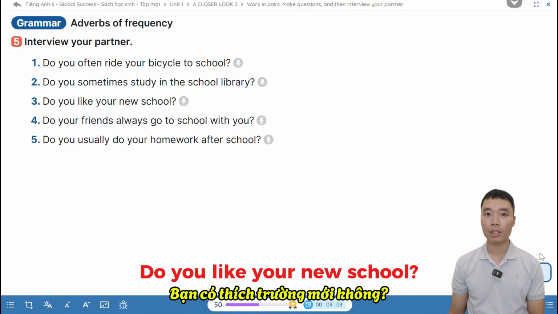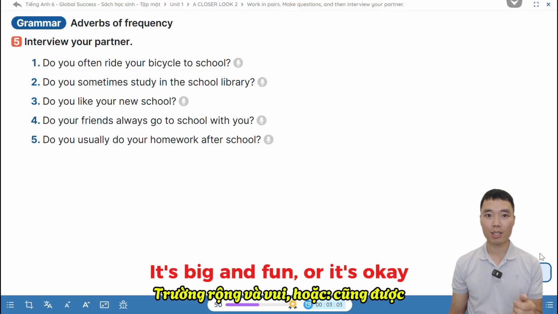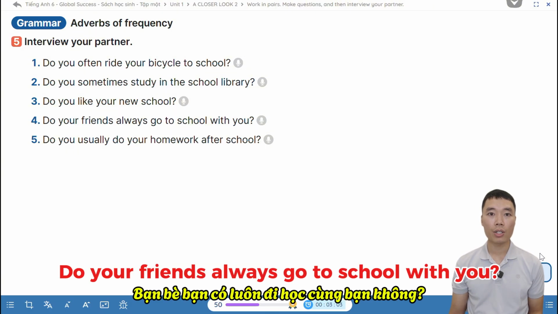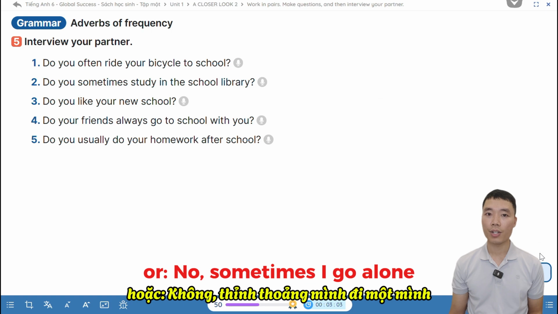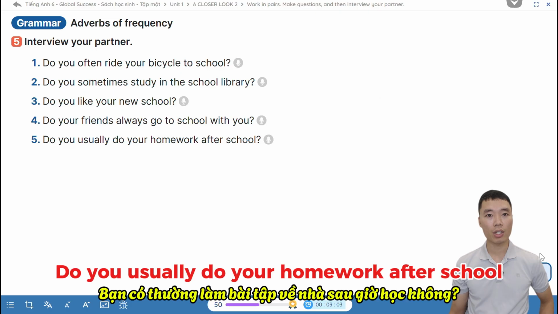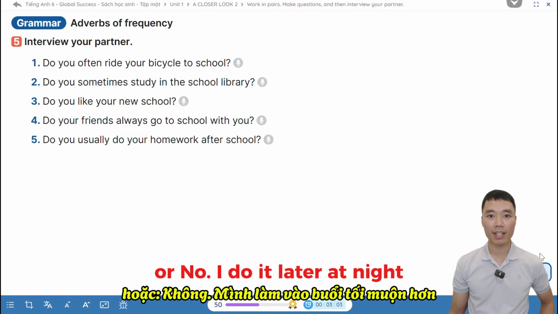Number 3. Do you like your new school? Yes, I really like it. It's big and fun. Or it's okay, but I miss my old friends. Number 4. Do your friends always go to school with you? Yes, we always walk to school together. Or no, sometimes I go alone. Number 5. Do you usually do your homework after school? Yes, I usually do it at 5 p.m. Or no, I do it later at night.